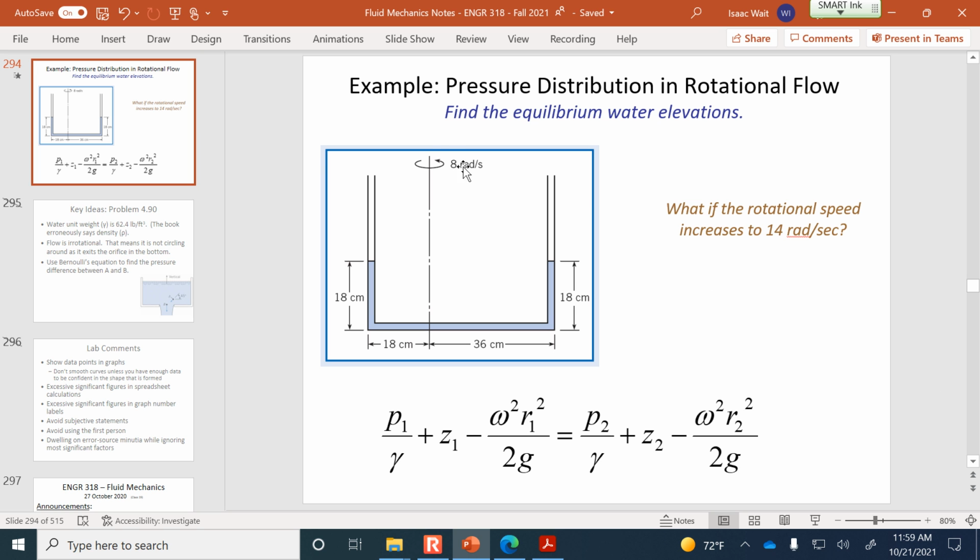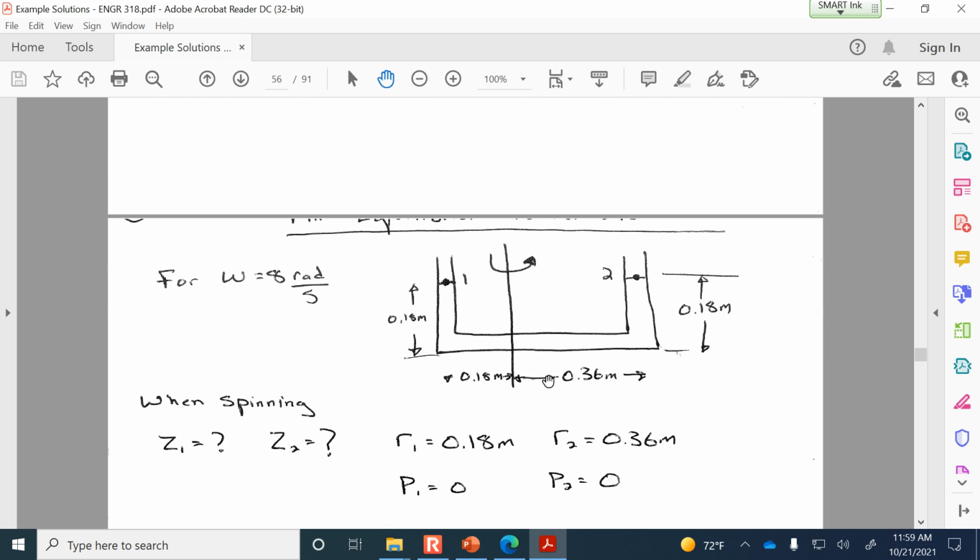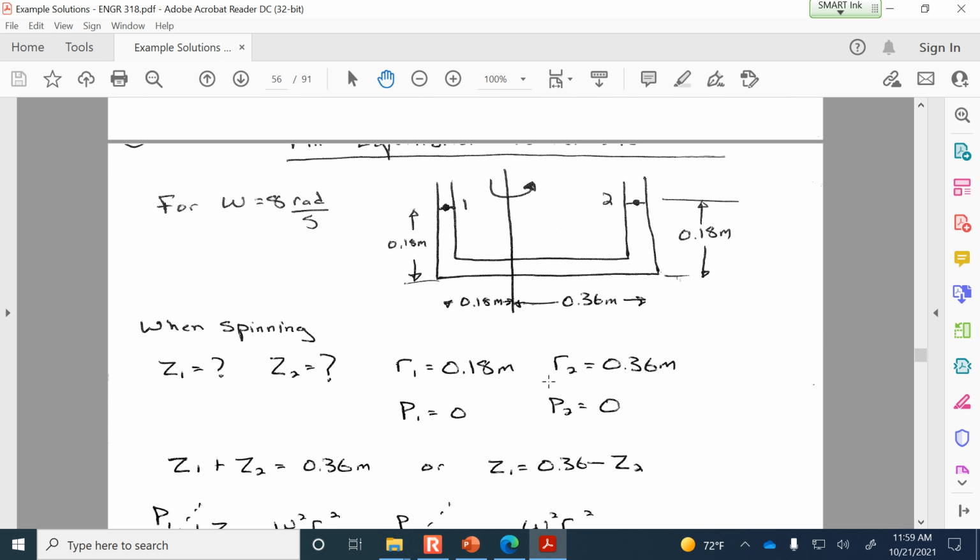Okay, so first we're going to see at 8 radians per second what's happening. All right, so here's our system going 8 radians per second. I already sketched on the whiteboard the fact that the water level will rise at 2 and decrease at 1. And we want to know essentially how much does it go up on one side and down on the other.